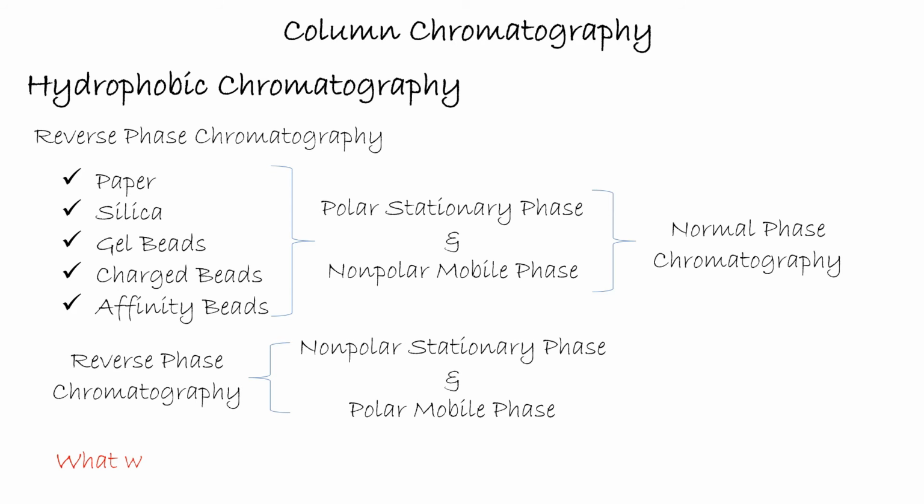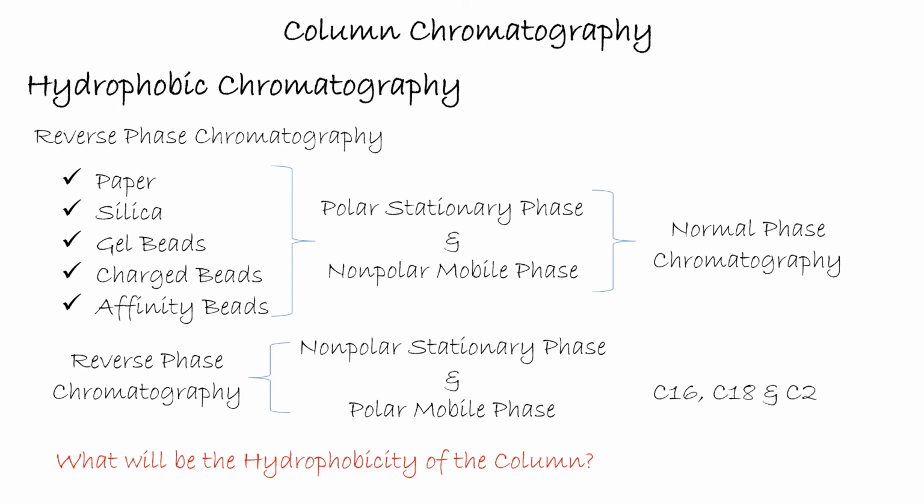Then a question arises. What will be the hydrophobicity of the column? The hydrophobicity will depend on the length of the R chain. That is, as we increase the length of the R chain, the hydrophobic character will also increase. For example, when we compare C16, C18 and C20 columns, C20 will be the most hydrophobic. This type of chromatographic technique is preferred when we want to separate hydrophobic molecules.